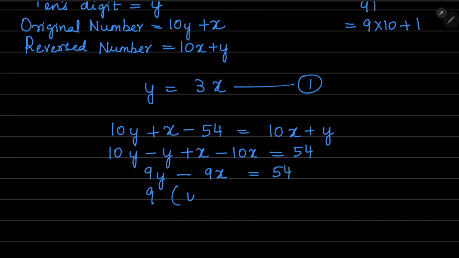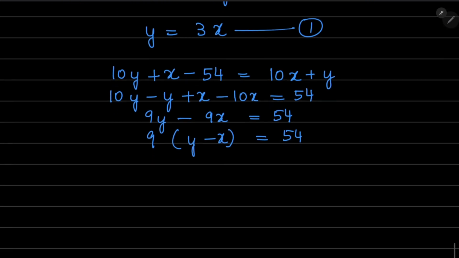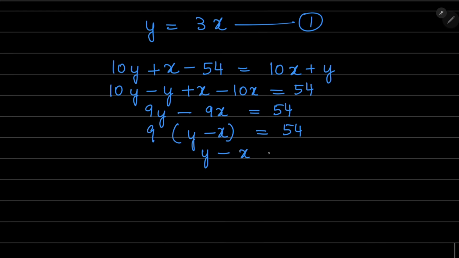9y minus 9x equal to 54. 9 common out, what do you get? y minus x equal to 54 divided by 9. 9 sixes are 54, right? So y minus x equal to 6. This is your equation 2.